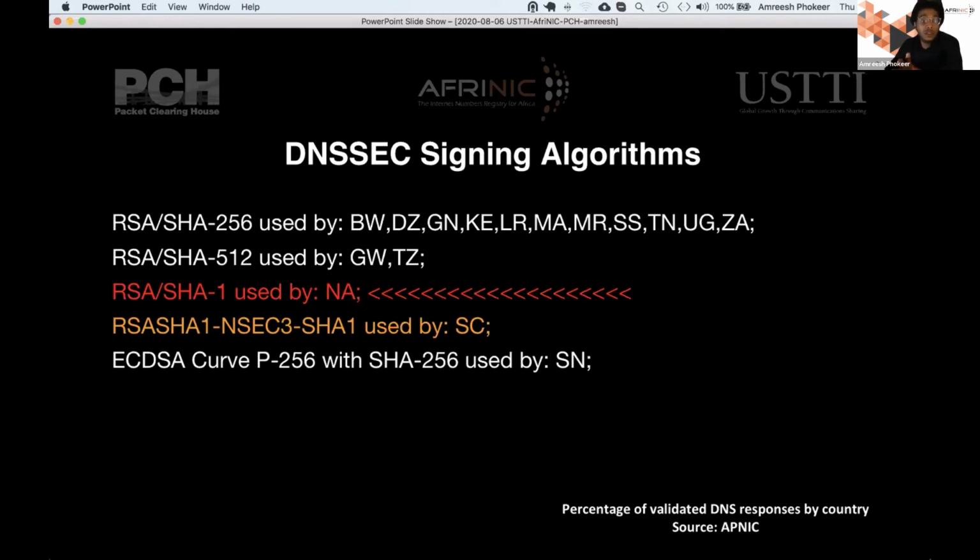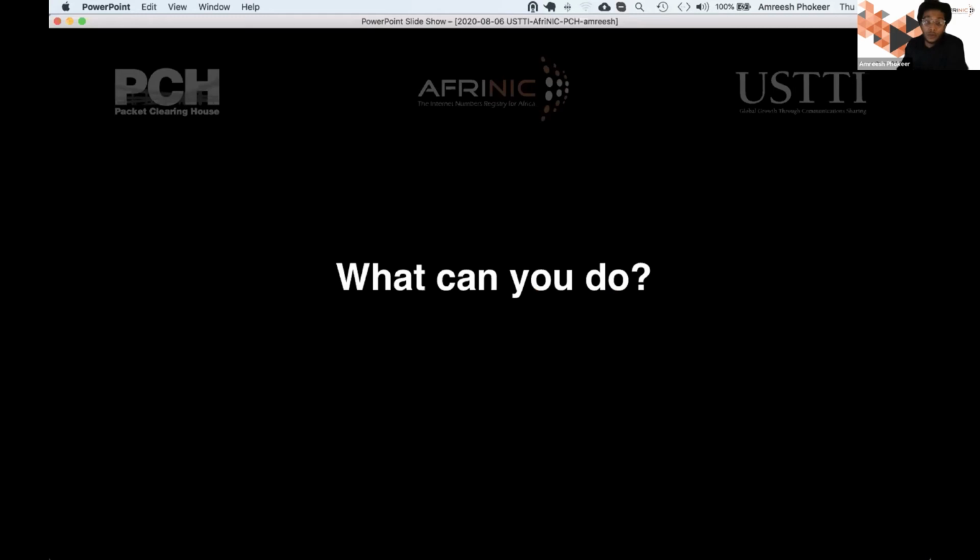So what's the situation in Africa? Well, we have seen Seychelles and Namibia, .NA, which are using a weaker algorithm, for example, SHA-1, and this is not recommended at all. So if there's anyone from Namibia, we would really urge them to contact their ccTLD operator to get that fixed as soon as possible. So what can you do?